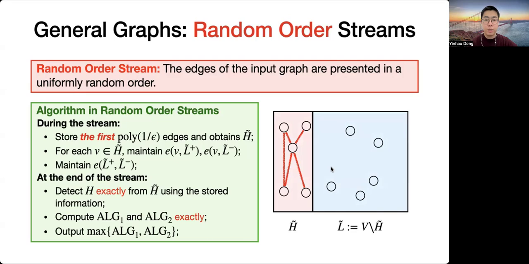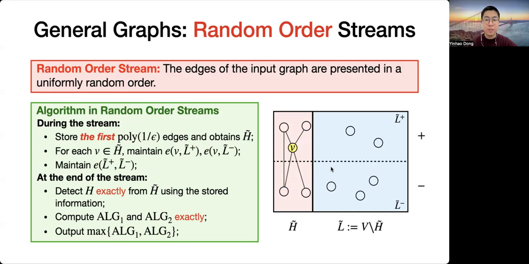Specifically, H tilde consists of the endpoints of the first poly 1/epsilon edges. And we can show that H tilde contains all the high degree vertices with probability at least 2/3. Intuitively, high degree vertices are connected to many edges in the graph. As a result, they are highly likely to appear in the first poly 1/epsilon edges in the random order stream.